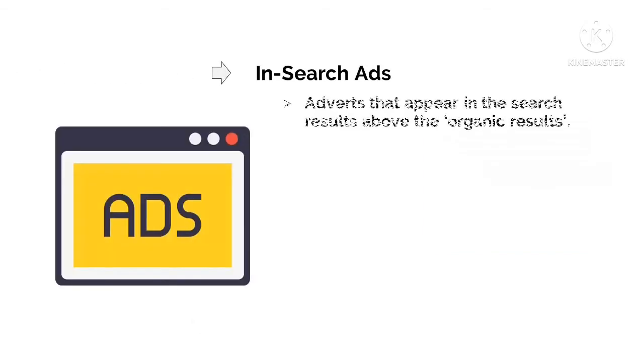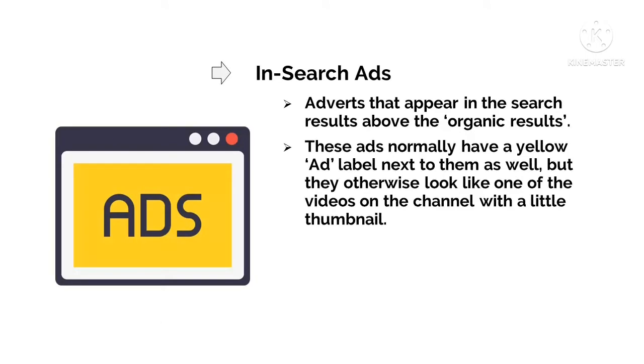In-search ads, meanwhile, are adverts that appear in the search results above the organic results. These ads normally have a little ad label next to them as well, but otherwise they look like one of the videos on the channel with a little thumbnail. In-search ads behave a little differently from other videos on YouTube and from other adverts.